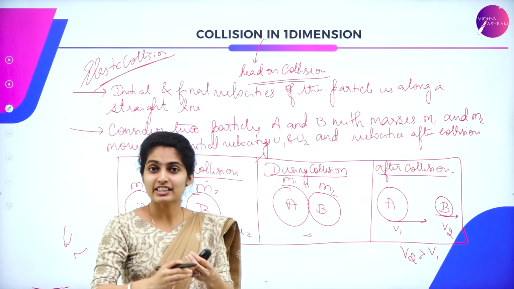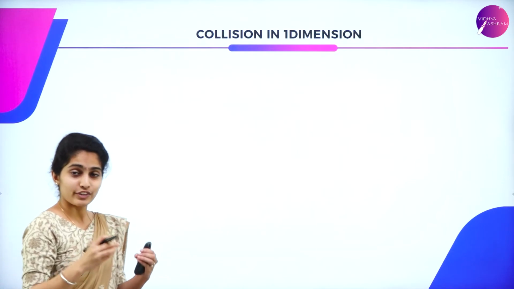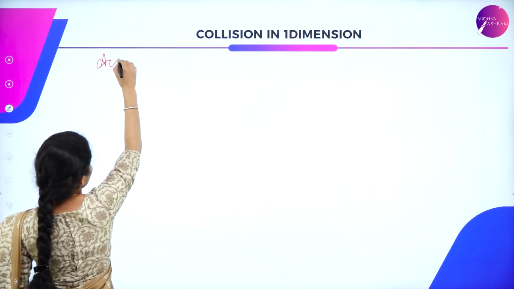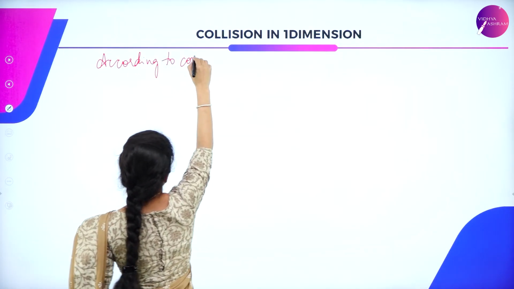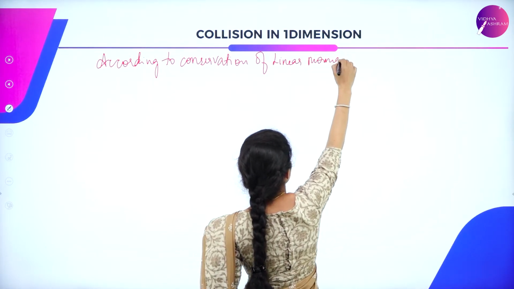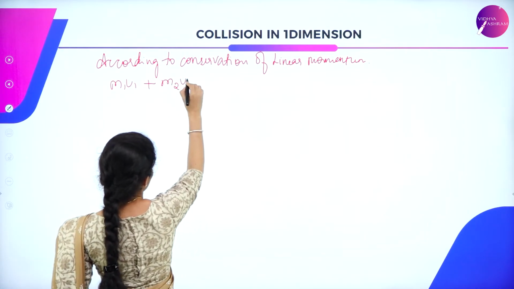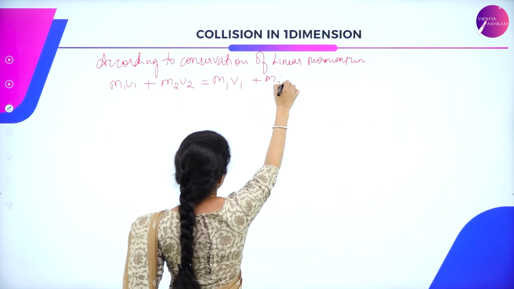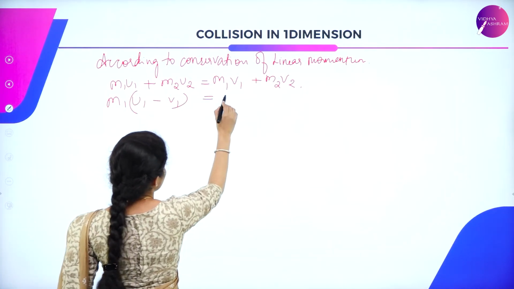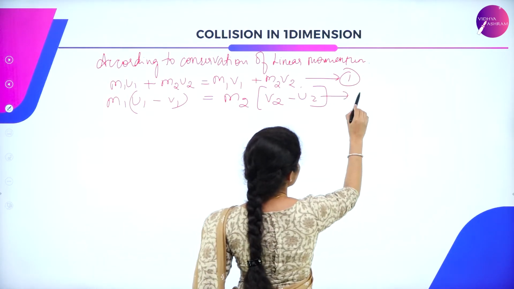As you all know, in elastic collisions two things are conserved: kinetic energy as well as linear momentum. According to conservation of linear momentum, we have m1u1 plus m2u2 equals m1v1 plus m2v2. We can write it as m1 into (u1 minus v1), taking the m1 term to this side, equals m2 into (v2 minus u2). This is equation 1, and this can be considered as equation 2.